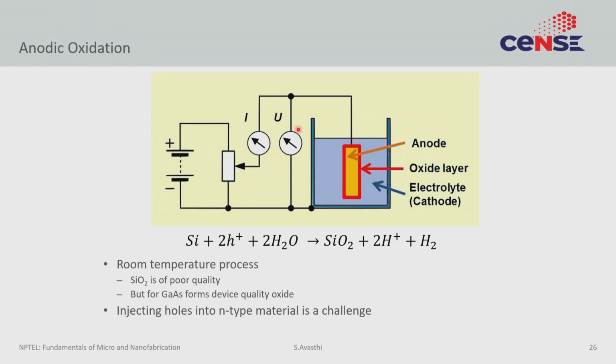Finally, you can also do anodic oxidation. This is very popular for a lot of metals. However, in silicon, the oxide that you grow with anodic oxidation, which is an electrochemical way of growing the oxide, is not very good. So it's rarely used in microfabrication. However, if you want a very thick layer, you may consider it. Also for gallium arsenide, you tend to form a slightly better quality oxide than silicon. So for gallium arsenide, you might consider this.